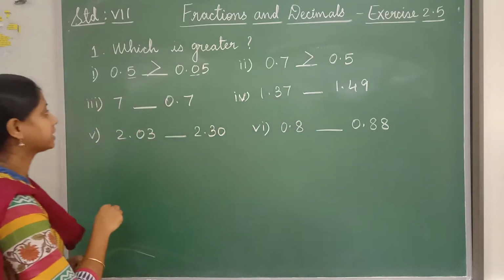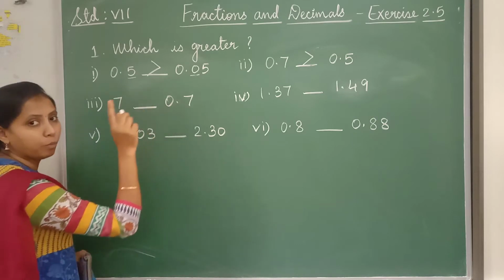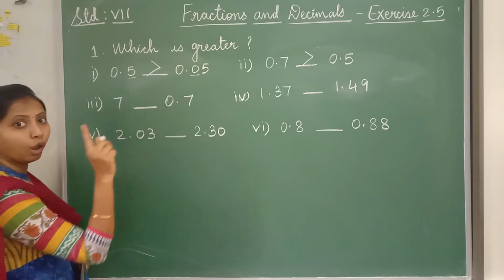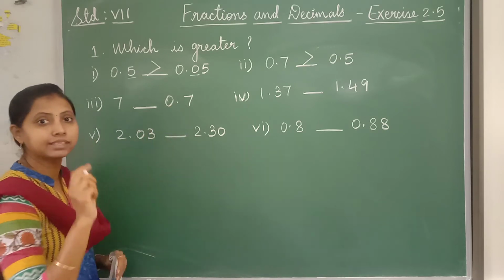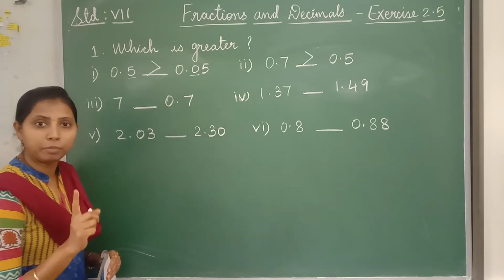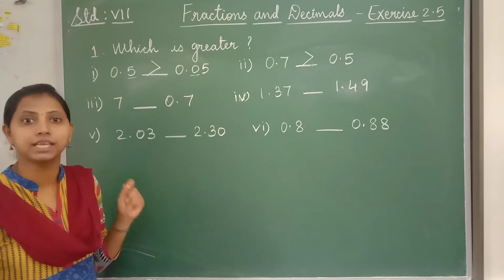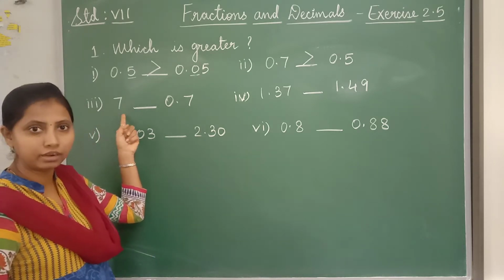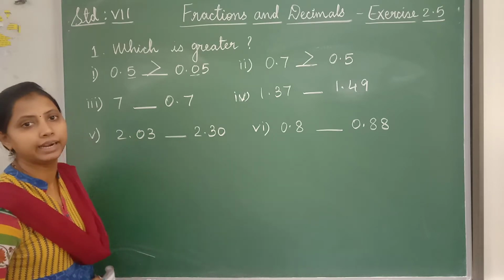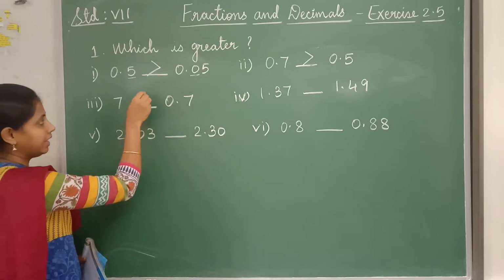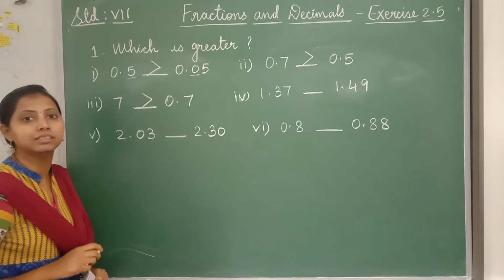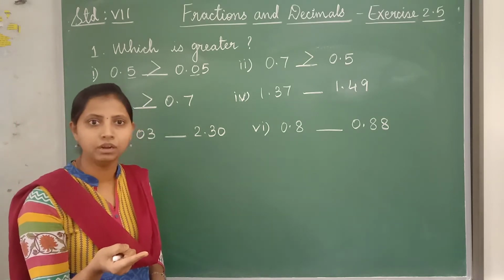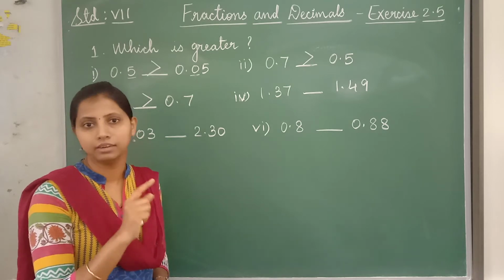Okay, now next, 7 or 0.7, which one is greater? Now you can see here 7 is a whole number and 0.7 is a decimal. So remember children, always whole numbers are greater than the decimal numbers. So directly you can write 7 is greater than 0.7. When you have a whole number and a decimal number, always the whole number is greater.